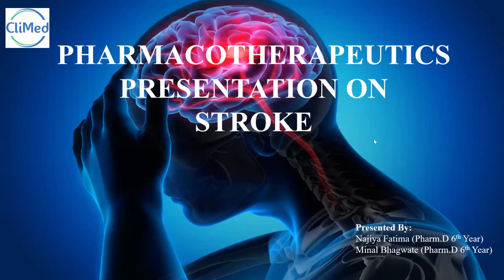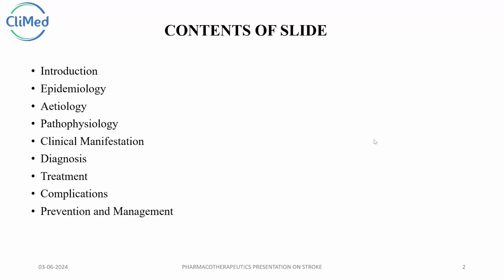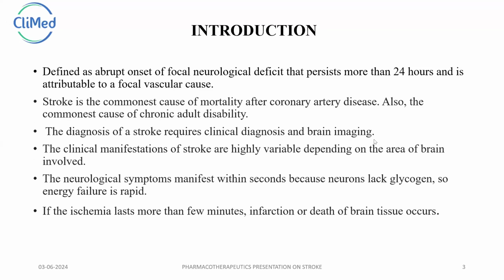Let me start by defining what stroke is. Stroke is defined as an abrupt onset of focal neurological deficit that persists more than 24 hours and is attributable to a focal vascular cause. It is the second leading cause of disability worldwide after coronary artery disease, and also the commonest cause of chronic adult disability. The diagnosis of stroke requires clinical presentation and brain imaging, and the manifestations are variable because it depends on the area of the brain that is being affected.